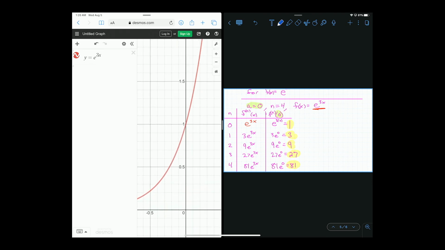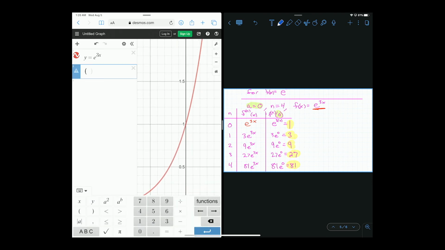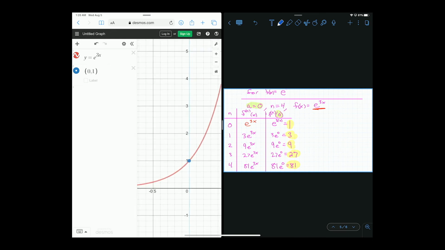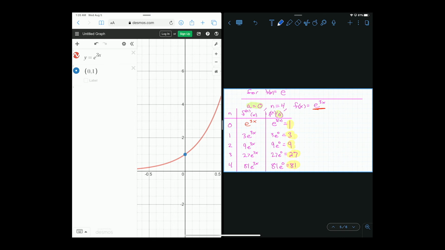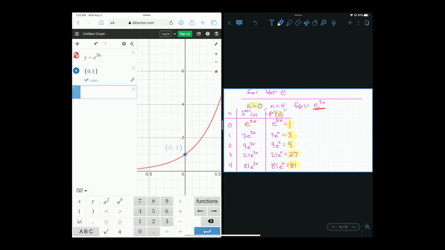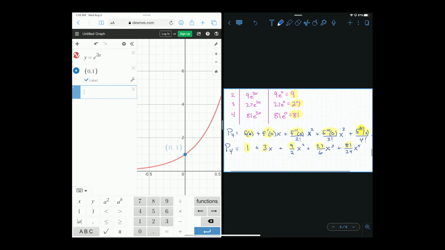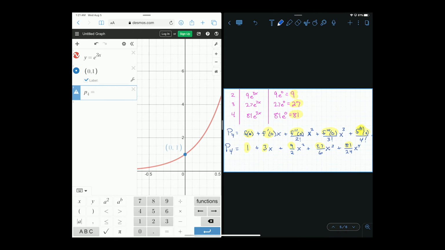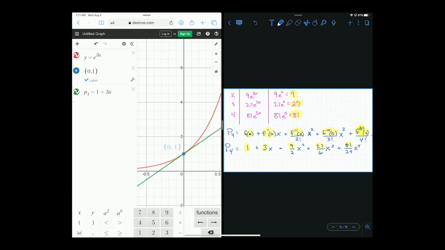Now this is a Maclaurin series, so we did this at 0. So we're at, I think it's 0, 1 here. There it is. So this is where we are doing our approximation. So let's do this. What is it? It's down here. So P4 is 1 plus 3x. Notice that it's already following the curve, right?